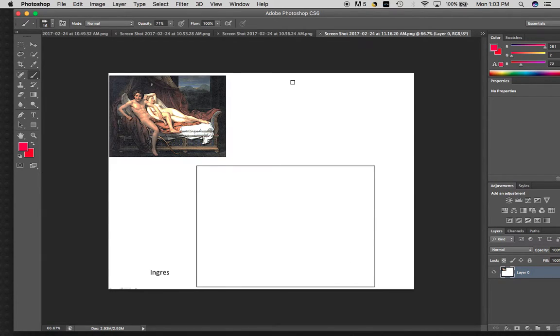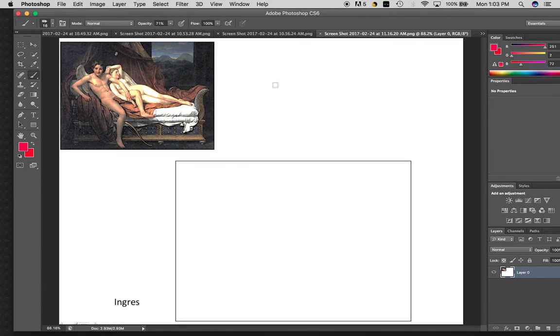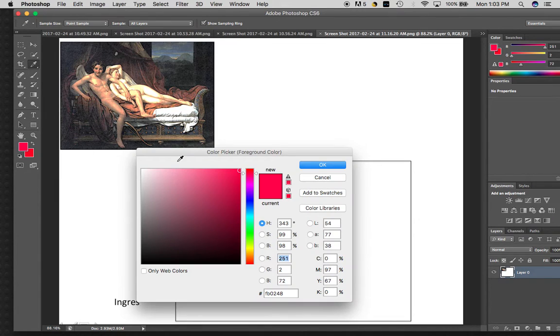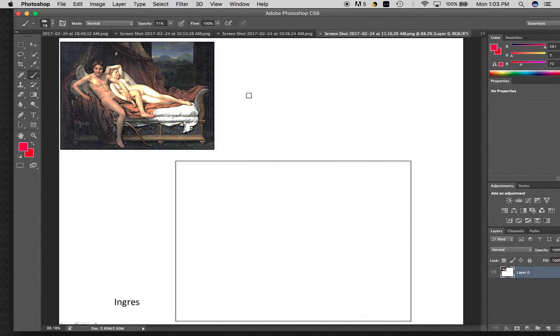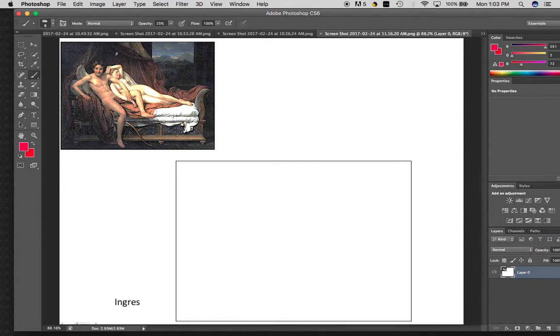All right, so we have Ingres, which is a French neoclassical artist. Let's put this in full screen. Fit on screen so you can see that. And so let's analyze the big sweep of the composition before we get into a lot of detail. So we'll take it down a little bit in our pen nib, in our opacity, and let's take a look at what's happening in through here.